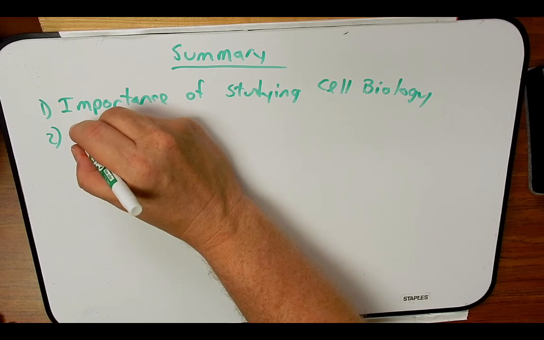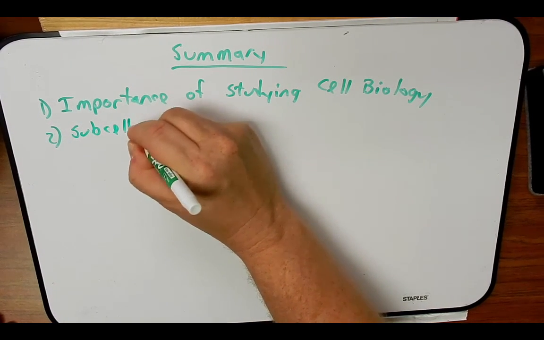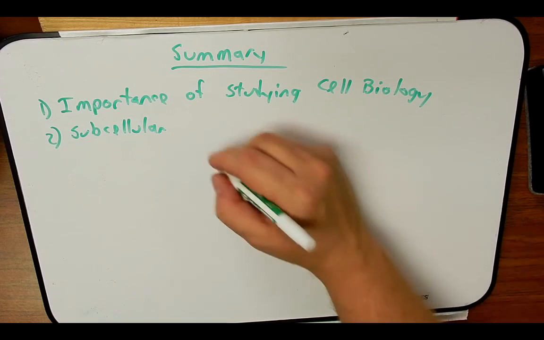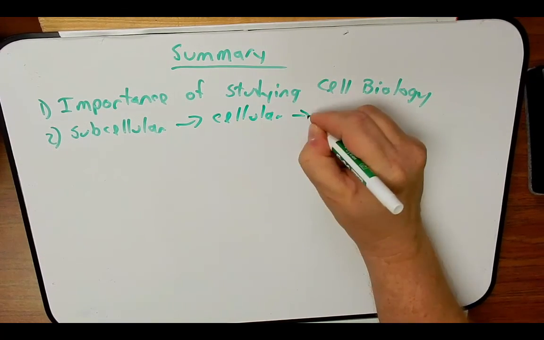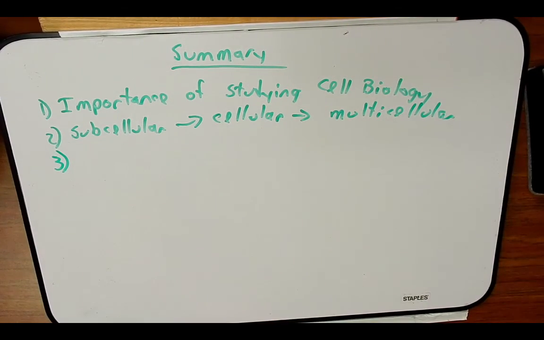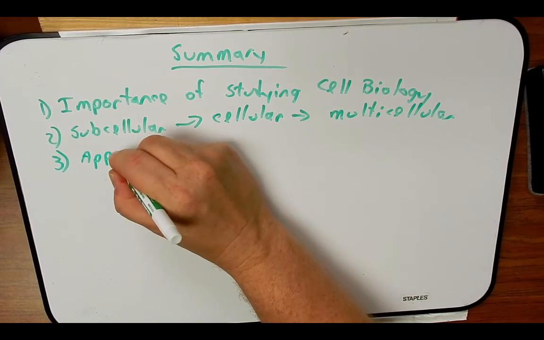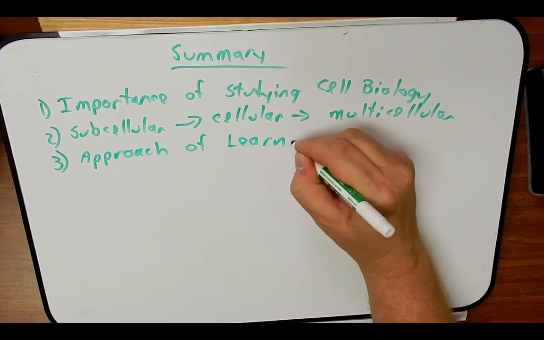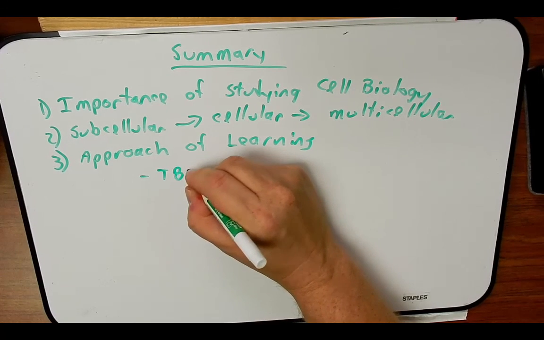how we were going to start from the subcellular material, the chemistry, the small and large molecules in the cell, through larger cellular components like organelles, to how cells communicate, then all the way up to how cells work together to form multicellular organisms. So subcellular to cellular to multicellular. And lastly, we talked about the approach of this class. The approach of learning. And remember, we talked about that being the TBO.